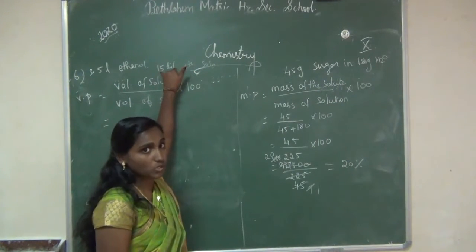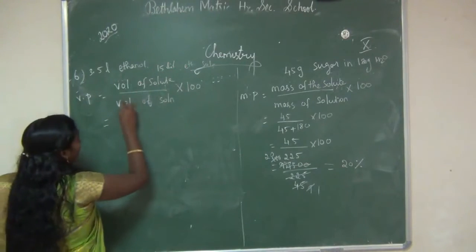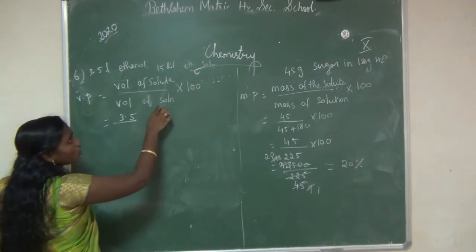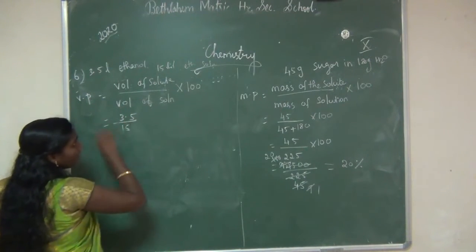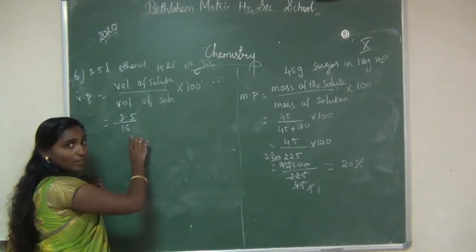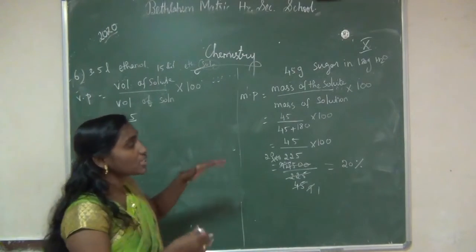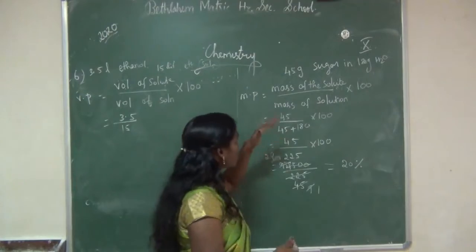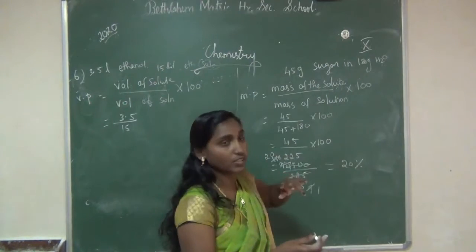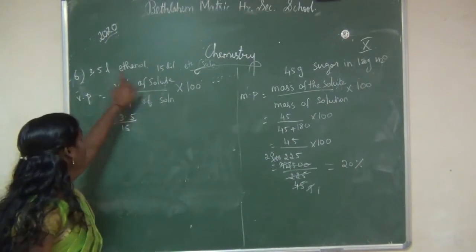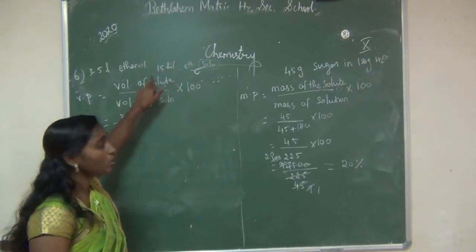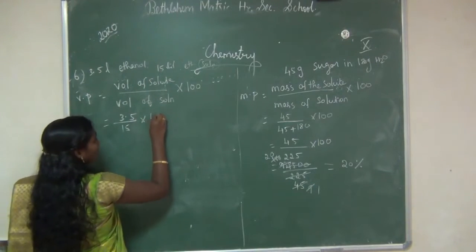So directly you can apply the values. Volume of solute 3.5 divided by volume of solution, how much? 15. When they give the word solution, you can directly apply the value. If they did not give the solution and only gave the solvent in the question, you should apply solute plus solvent. Have you understood the difference? So volume of solute 3.5 divided by volume of solution, ethanol solution, 15, into 100.